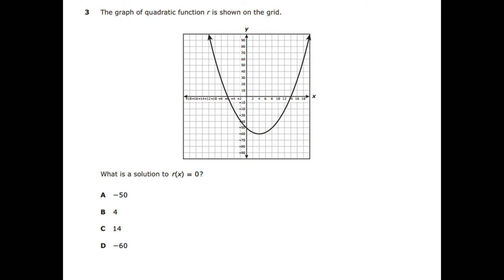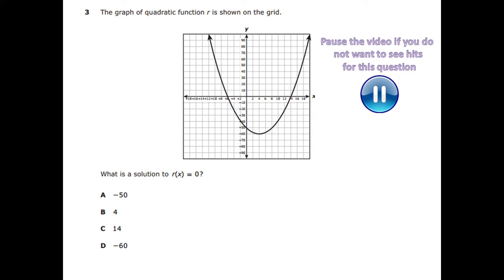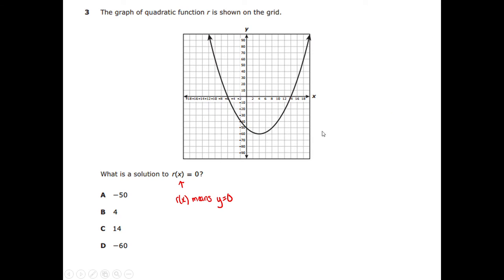All right, here comes question number 3. Pause if you know what you're doing. This concept was from day 13. And the key here is that this is your first hint that R of X means Y equals 0. So you're looking for when the function hits the x-axis. Every time it hits the x-axis, that's when Y equals 0. Hopefully that's enough of hints.